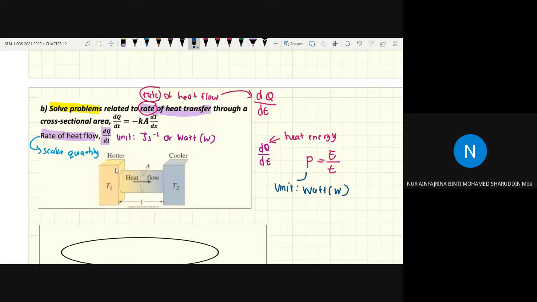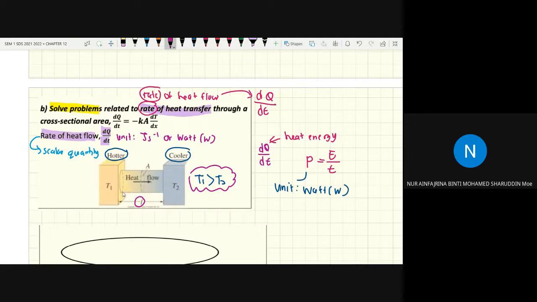As you can see now, like Miss said, heat conduction is the process where heat is transferred through a substance from a region of higher temperature to a region of lower temperature. Hotter to cooler. So from here, we know temperature 1 is greater than temperature 2. As the heat flows through a distance, for example from T1 to T2, there will be a distance or length, and the temperature changes.